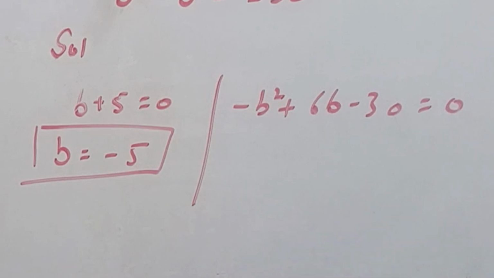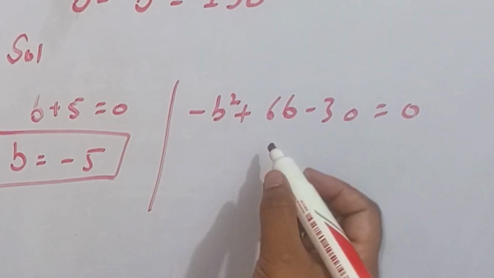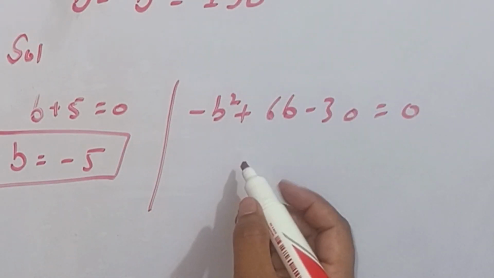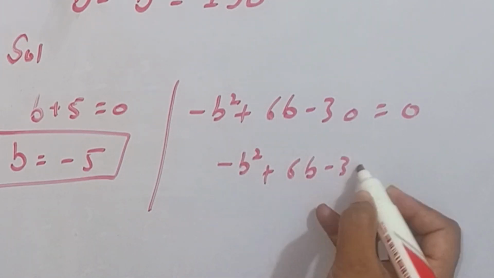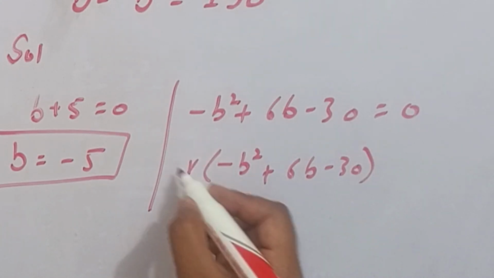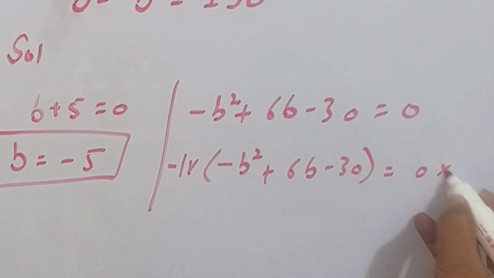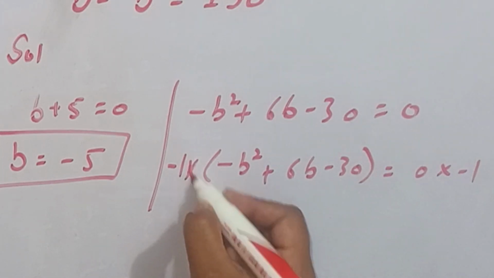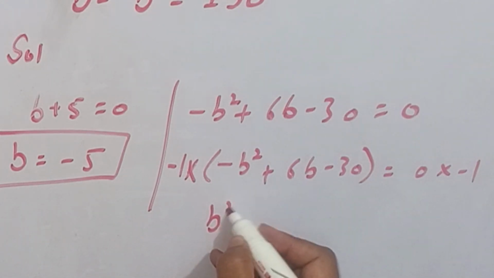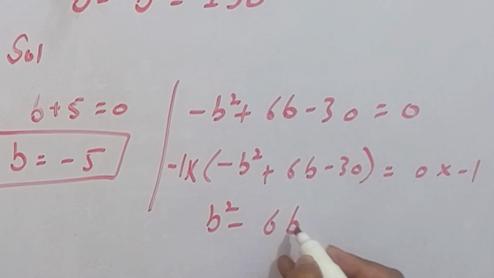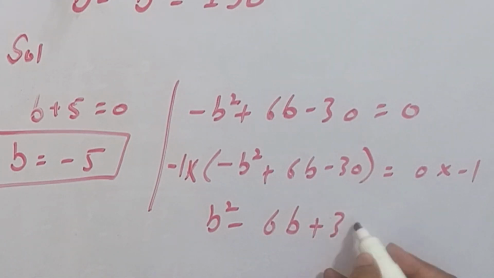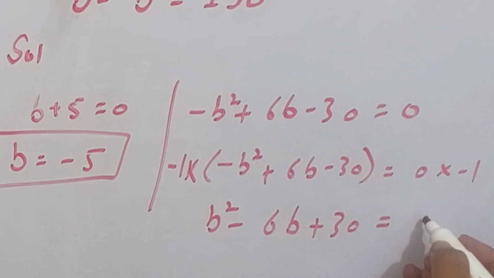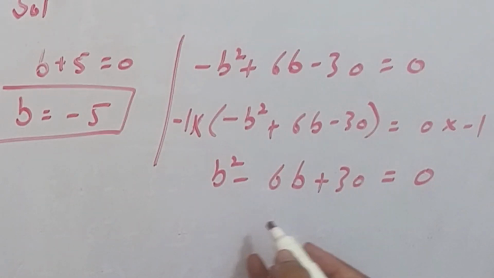Now we solve this equation. Look at this, here we multiply this equation by negative 1 on both sides. So multiply this side by negative 1 and also multiply this side by negative 1. This first term will become a positive b square, this second term is negative 6 times b, and this third term will become plus 30. And 0 multiply negative 1 is just 0. Now this is a quadratic equation and we solve this equation.